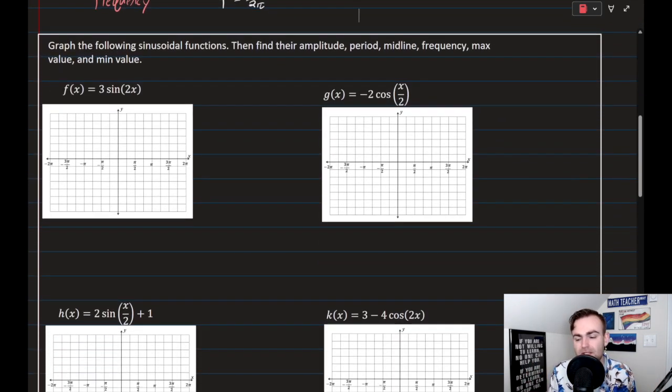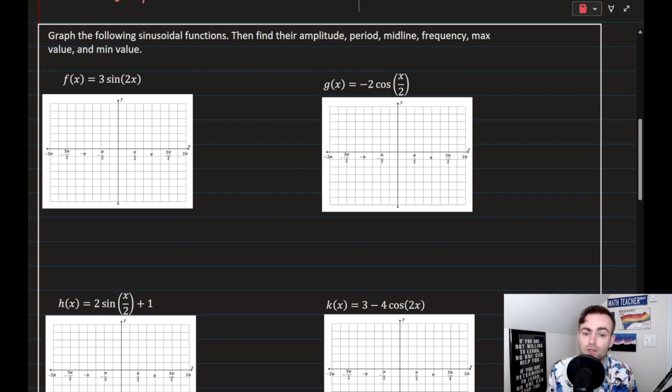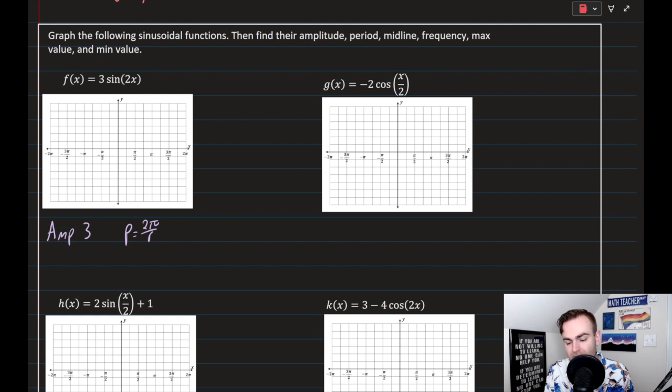So let's graph some sinusoidal functions and then describe some behavior. Let's describe behavior first, because the behavior is going to determine how our graph is going to look. If I have 3 times sine of 2x, the amplitude is 3, right? The absolute value of 3 is 3. The period is equal to 2 pi divided by b. In this case, b is 2. 2 pi divided by 2 would be pi. So instead of repeating every 2 pi, it's repeating every pi. It's repeating faster. Our midline is y equals 0.